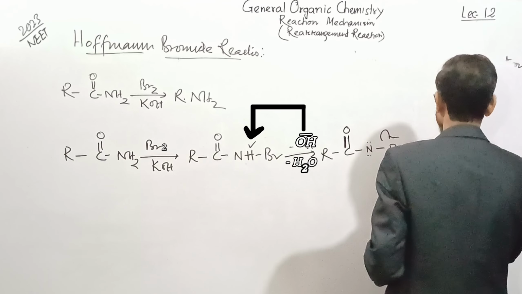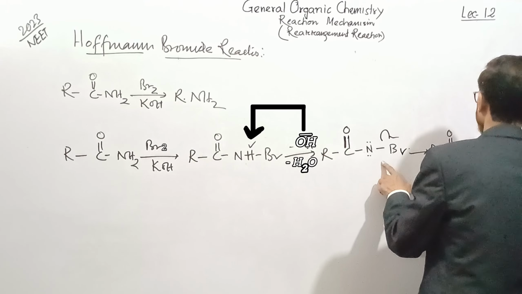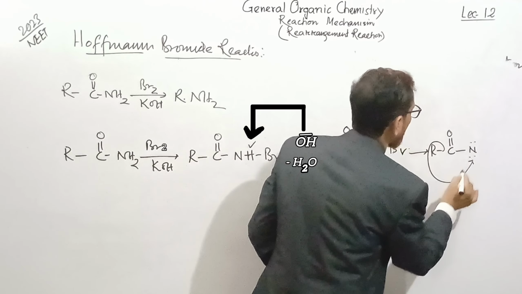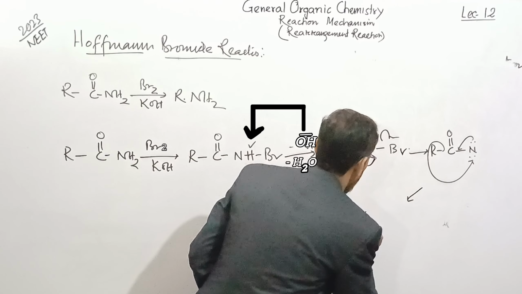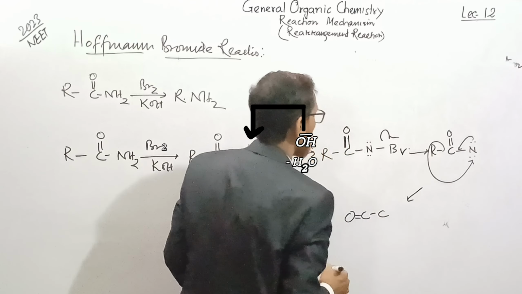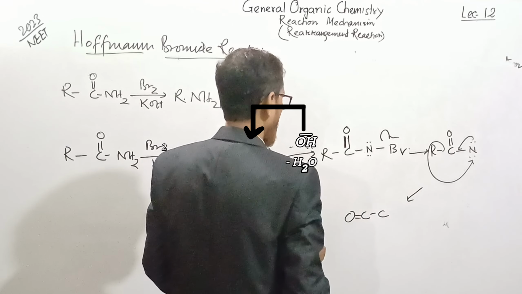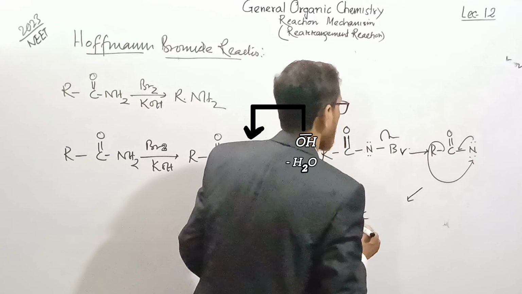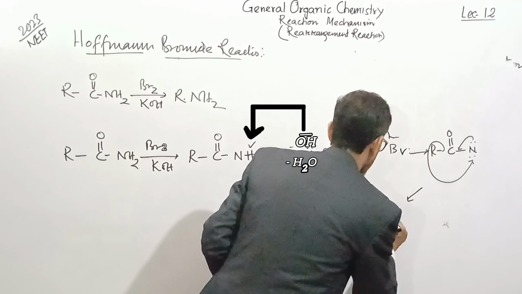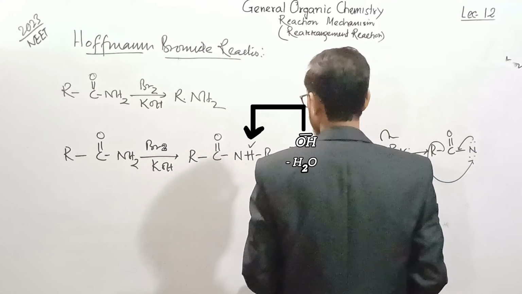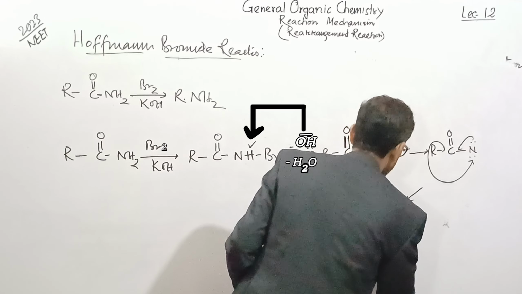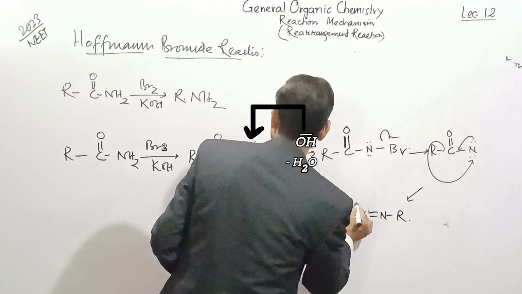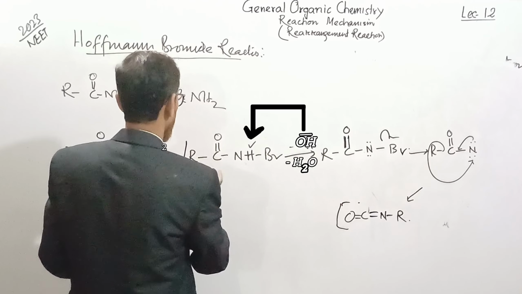Then bromine moves in this way, and where the rearrangement occurs here is that the methyl shifts to this one, and that comes in this way. We get O C, and these are all resonating structures.